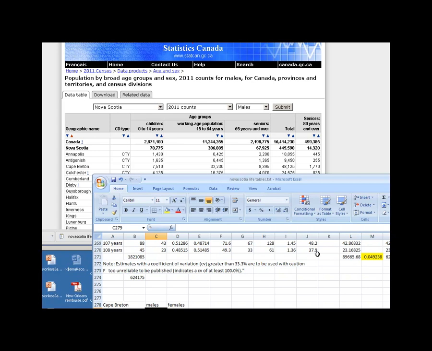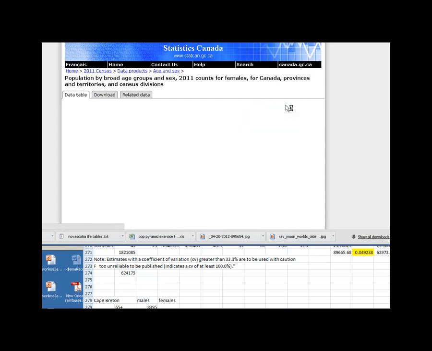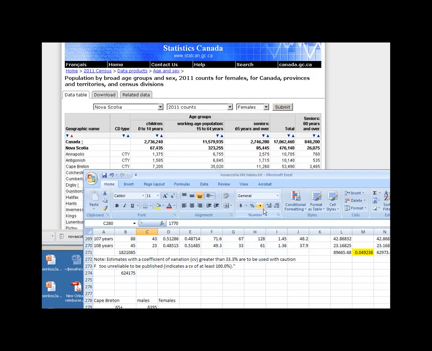Okay, so Cape Breton, I put 8,395 people 65 and older, and 1,770, oops, I put the number in the wrong place, 80 and older. Okay, now I change it to females, submit. And same thing, we know 65 and plus is 11,260, and 3,485 females 80 plus in Cape Breton.